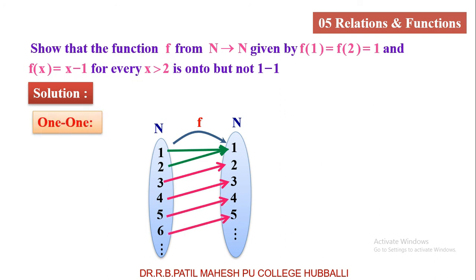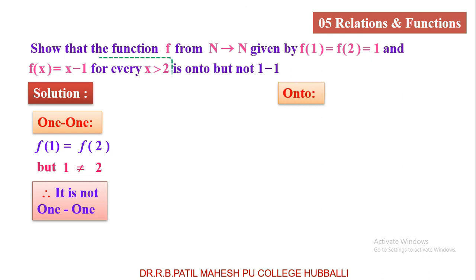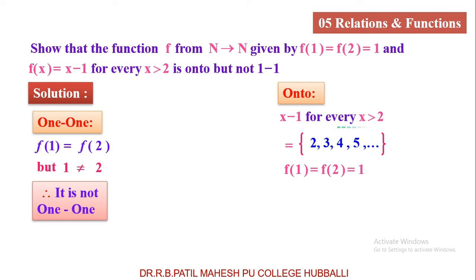f(1) = f(2), but 1 is not equal to 2. f(1) = f(2) means what? They have the same image, that is 1. It is not one-one. It is onto. For x minus 1, for every x greater than 2, you will be getting the numbers 2, 3, 4, 5. And f(1) = f(2) = 1.